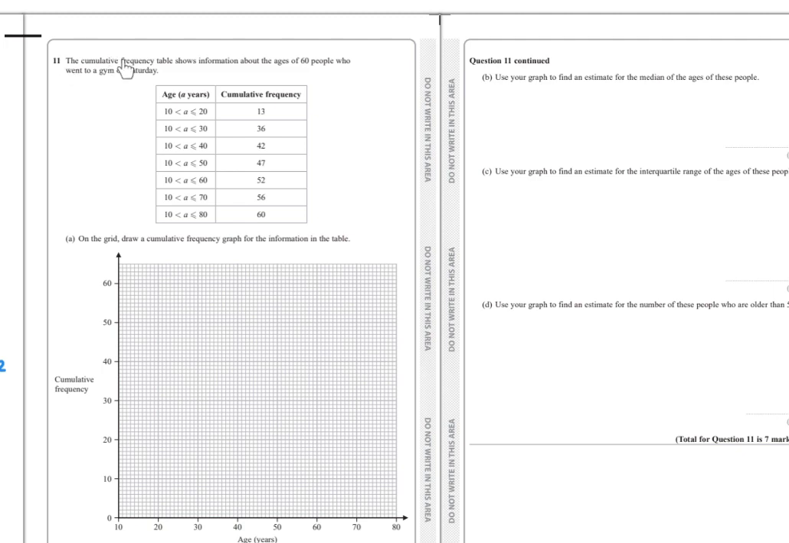Number 11. The cumulative frequency table shows information about the ages of 60 people who went to a gym on Saturday. On the grid, draw the cumulative frequency graph for the information in the table. So start from the origin, this is the first point, and then 30, the upper value, and the cumulative frequency: 30 and 36.